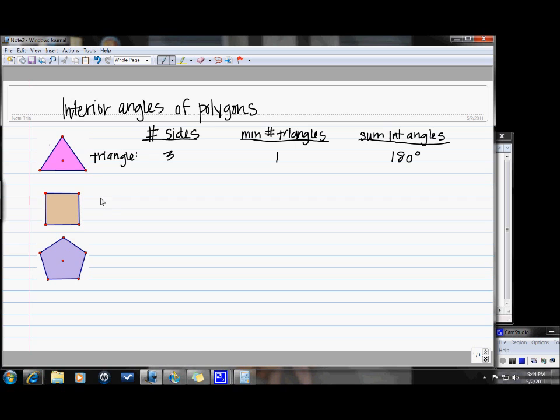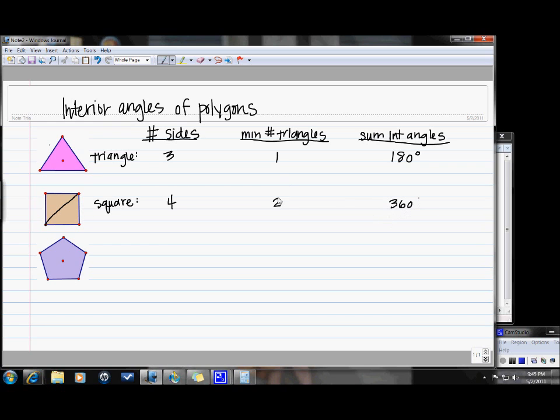So what about the square? With the square, we've got how many sides? 4. Minimum number of triangles. Well, I can use just one line to split that square into 2 sections, which makes 2 triangles. So 2 is our minimum number of triangles that we can get out of a square. And if we have 2 triangles, we can add up the angles in each triangle. So 180 plus 180, right? Or 180 times 2, because we have 2 triangles, and that is 360 degrees.